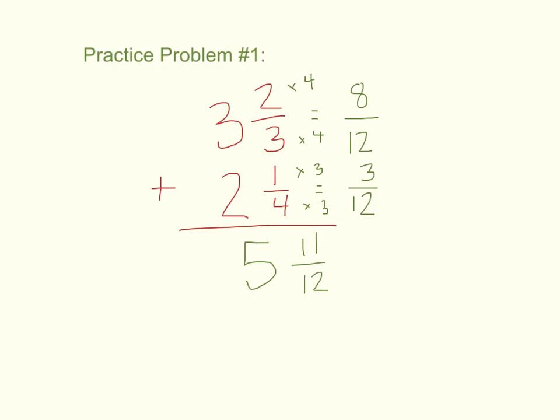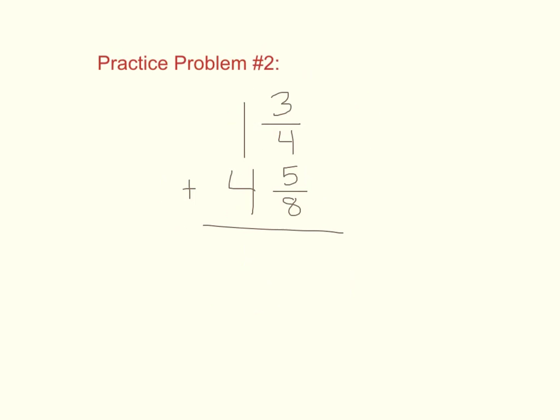I'm going to check to see if I need to go ahead and change 11 twelfths, but as you can see, this is not an improper fraction. So your answer to this problem is just going to be 5 and 11 twelfths. Let's try practice problem 2. Go ahead and pause and see if you can figure this one out.